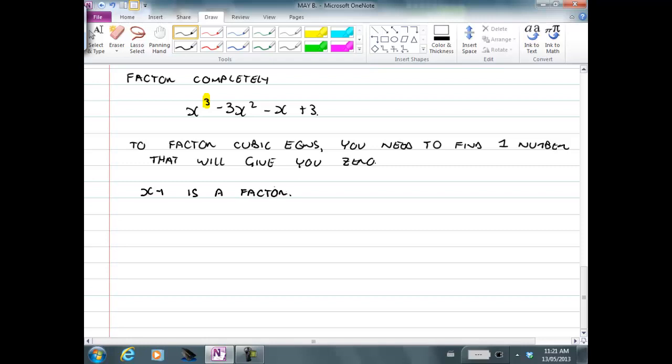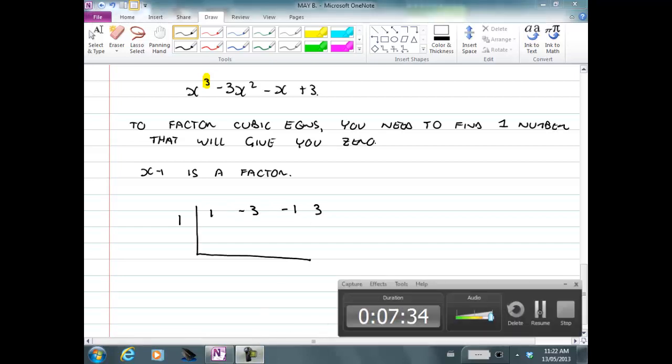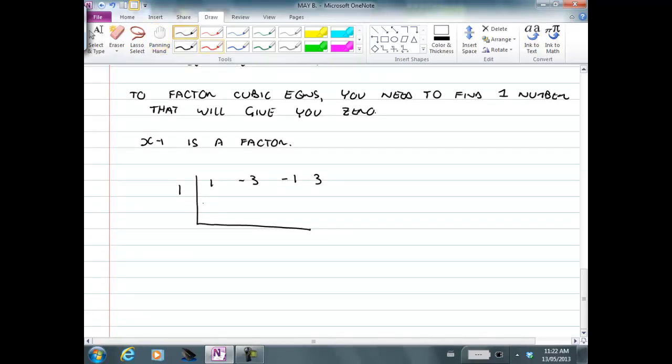This is going to be a game of guessing and testing. Some of you will find it quick. Some of you will take a long, long time to do this. So here's what you're going to do next. We're going to use synthetic division. We know x minus 1 is a factor, so I want you to go ahead, use synthetic, and tell me what the quotient is going to be. So this is going to be 1, negative 3, negative 1, 3. If I use synthetic division, I have 1, 1, negative 2, negative 3, negative 3, 0.